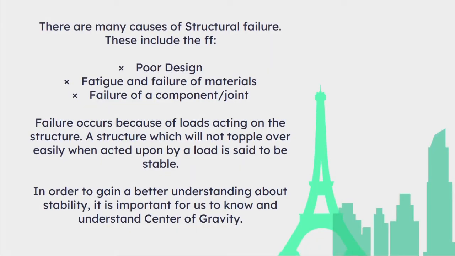There are many causes of structural failure. These include the following: poor design, fatigue and failure of materials, and failure of a component or joint. Failure occurs because of loads acting on the structure. A structure which will not topple over easily when acted upon by a load is said to be stable. In order to gain a better understanding of stability, it is important for us to know and understand center of gravity.